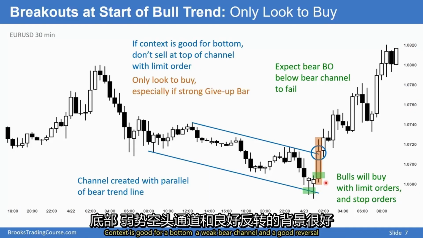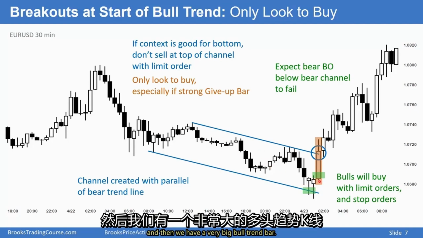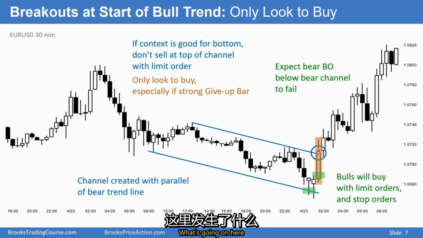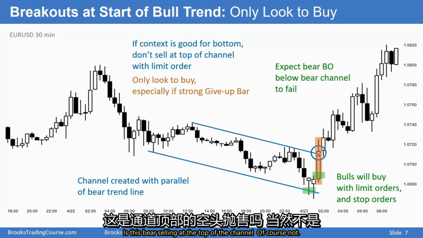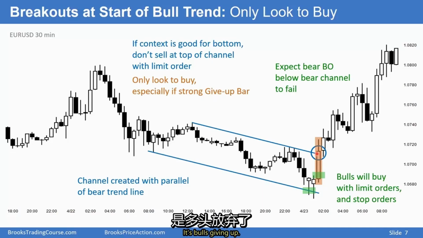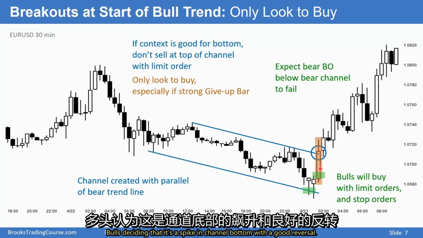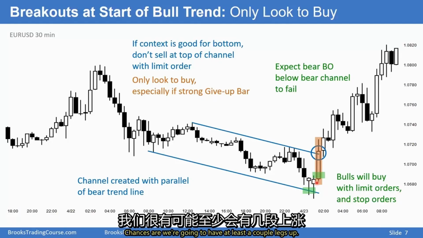Context is good for a bottom, a weak bear channel, and a good reversal. And then we have a very big bull trend bar. What's going on here? Is this bear selling at the top of the channel? Of course not. It's bulls giving up. Bulls deciding that it's a spike and channel bottom with a good reversal. Chances are we're going to have at least a couple legs up.